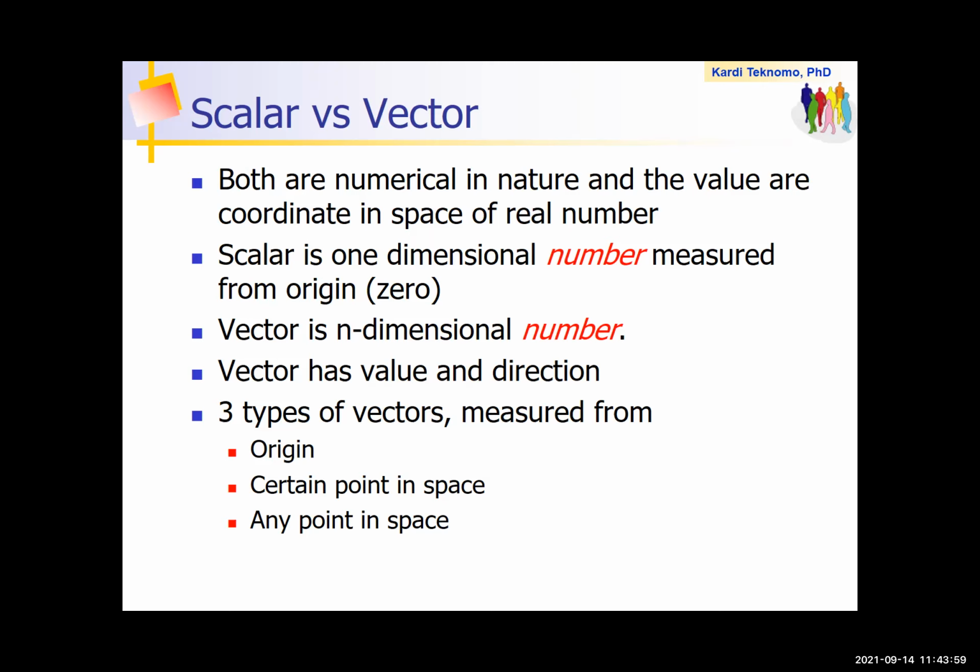So there are 3 types of vector depending on how you measure it. One is called vector based on origin. The second type is a vector at a certain point in space, and the third type is a vector with any point in space. They are still all called vector.